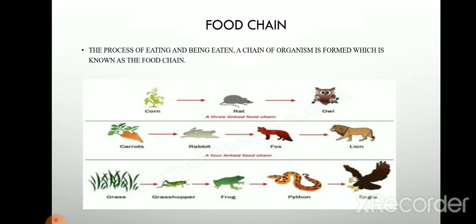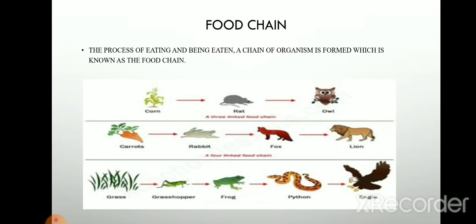Now in the picture, you can see the first picture being shown, a three-linked food chain. Three-linked means there are three links, three organisms present. Okay, the first one is the corn plant. Now corn is not dependent on any other organism, but it is dependent on the abiotic factor, as I have told you already. It can make its own food as it is an autotroph. A rat is dependent on the corn for its food, and an owl is dependent on the rat for its food. So they are interlinked with each other.